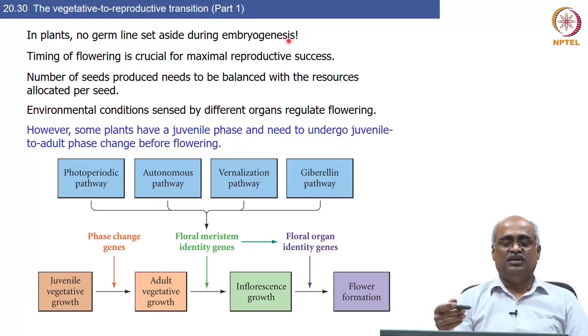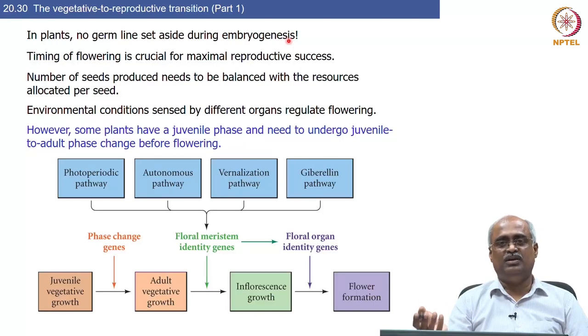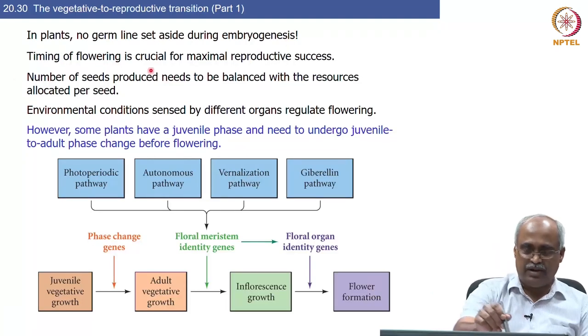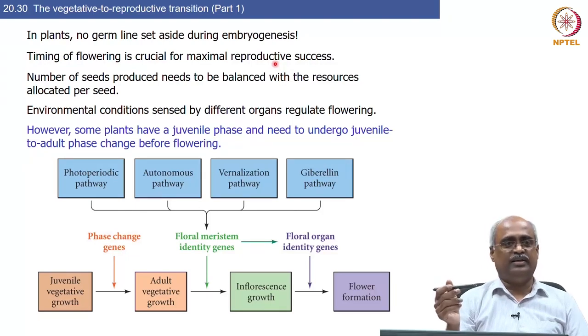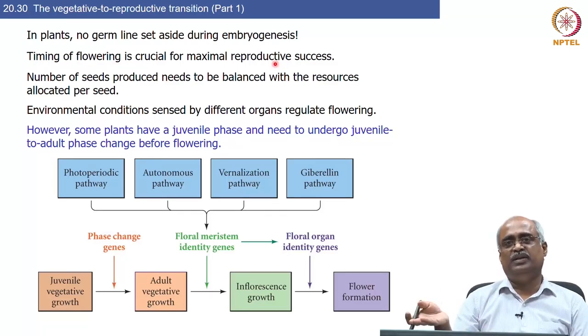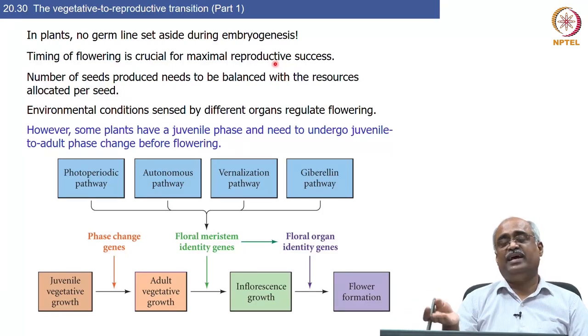Okay, so merely switching to making reproductive structures under harsh conditions, which are not conducive for seed production, is not going to be suitable for optimum reproductive capacity. So timing matters. Timing of flowering is crucial. Is it going to flower in the deep winter, or in the spring, or in the transition from summer to winter? Okay, so when flowering will be optimum for that given species has to be sensed.